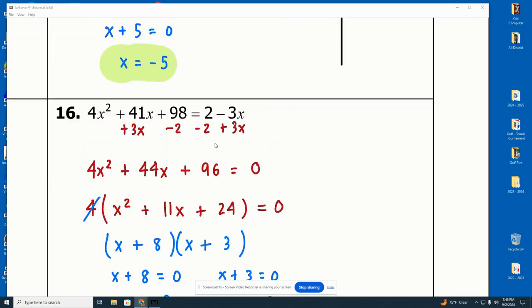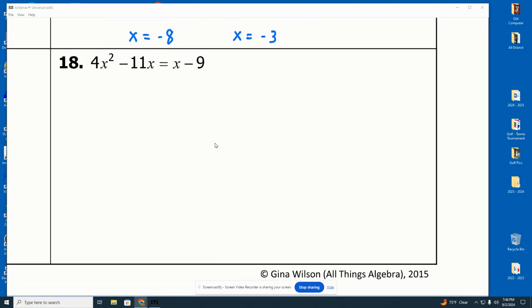Here, I need to get everything on one side. So I'm going to subtract the x from the -11x. But then that 9, I'm just going to move it over. I don't have anything to move it to, so I'm just going to put it at the end because it's a constant. So here's what I'm left with. 4x squared. -11 minus 1 is -12. And then, of course, we had to add that 9 to move it over. So here's what I'm left with.